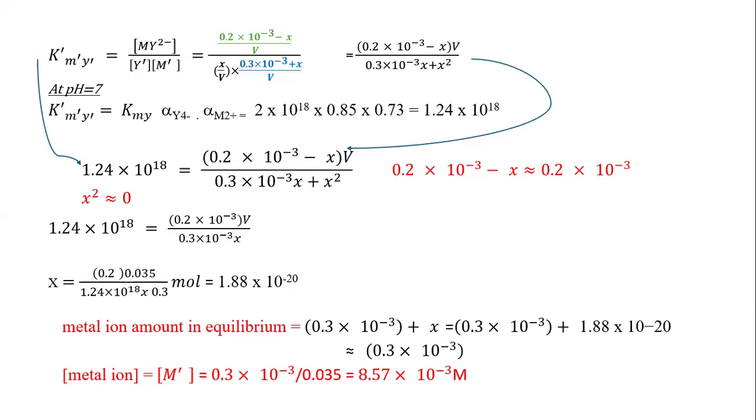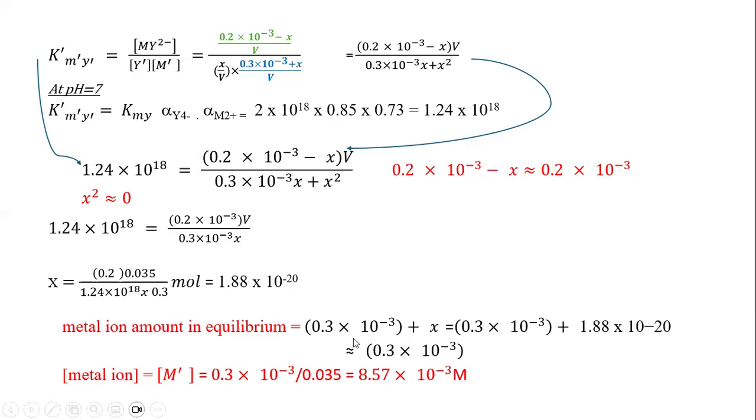Now, by doing this, we are showing that X value is very, very small. Therefore, it's almost like this. But without doing this, you can't just tell that it is this. You have to show that X value is very, very small. Then you must not forget that we are talking about the M plus concentration in equilibrium, not just X.